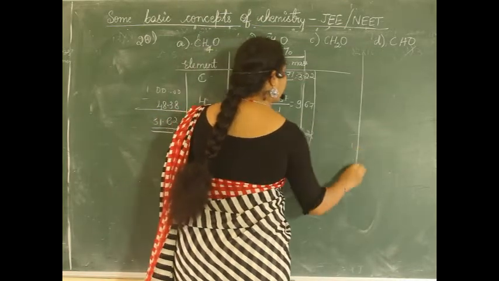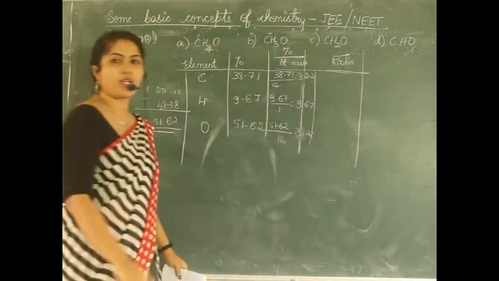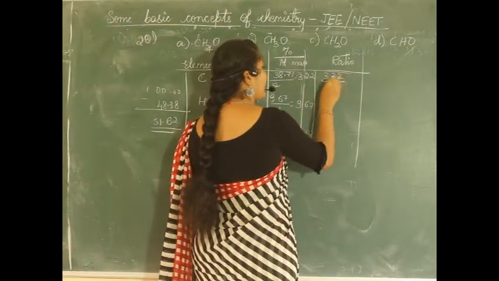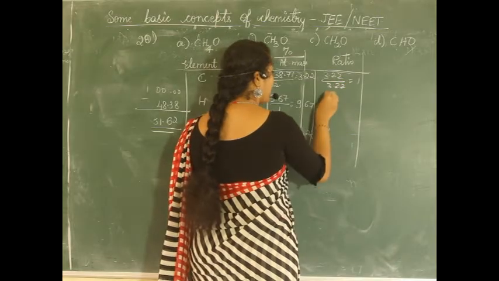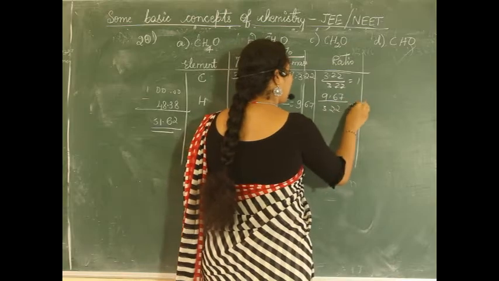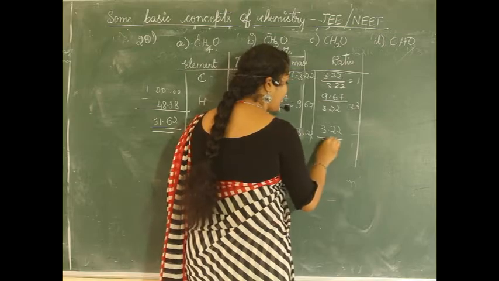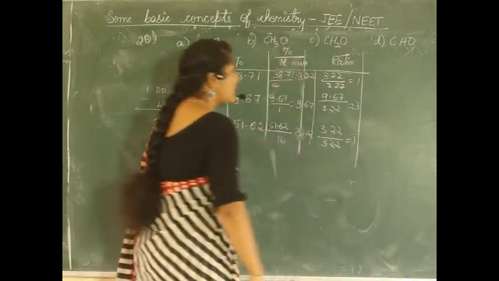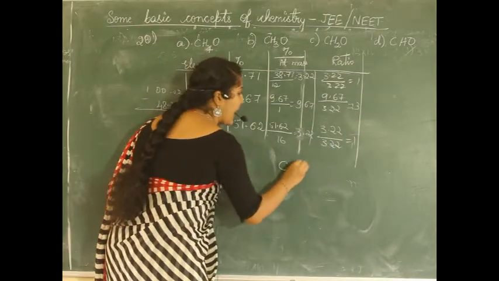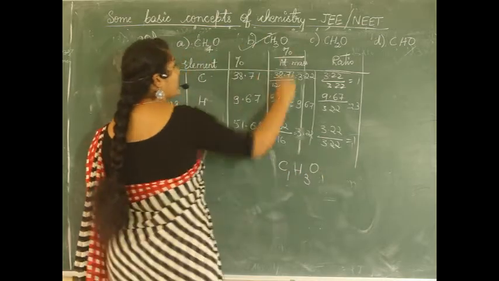Next we need to find the simple ratio. How do you find the simple ratio? To find the simple ratio, consider the smallest number. Which is the smallest number? 3.22 divided by 3.22, 1. 9.67 divided by 3.22, which approximately you get as 3. Here 3.22 divided by 3.22, you get 1. So what will be the empirical formula? Carbon is 1, hydrogen is 3, and oxygen is again 1. CH3O, option B.